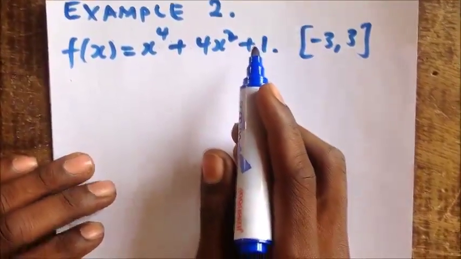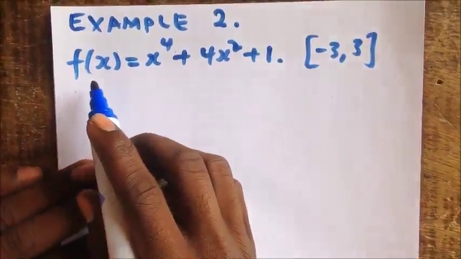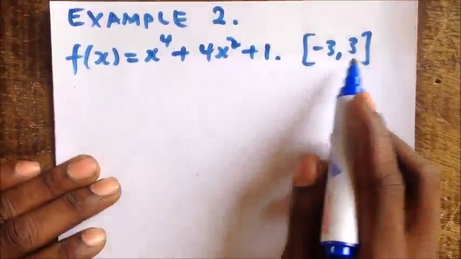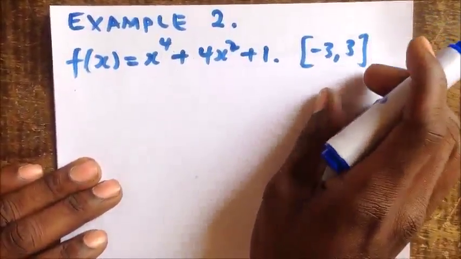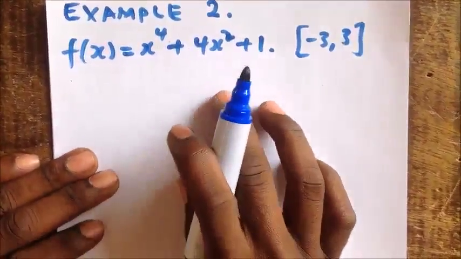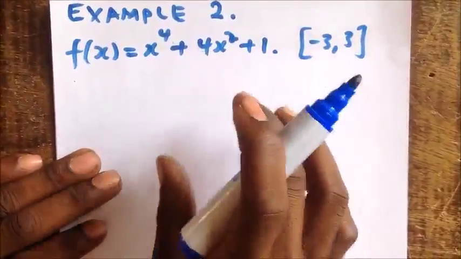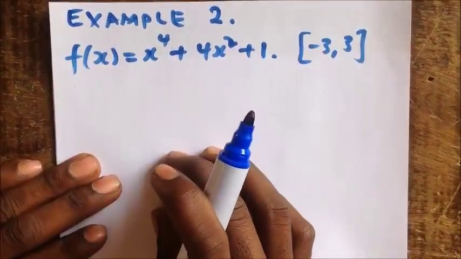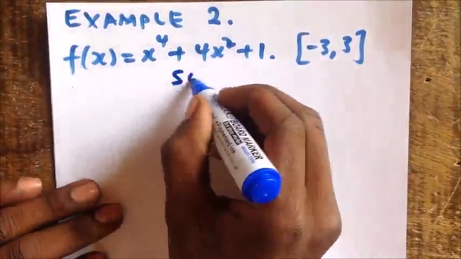Example 2. We are given f of x is equal to x to the power of 4 plus 4x squared plus 1 on this closed interval minus 3, 3. We are asked to prove that this function satisfies the hypothesis of Rolle's theorem, and then we should find that number c that exists in the open interval minus 3, 3. Solution.